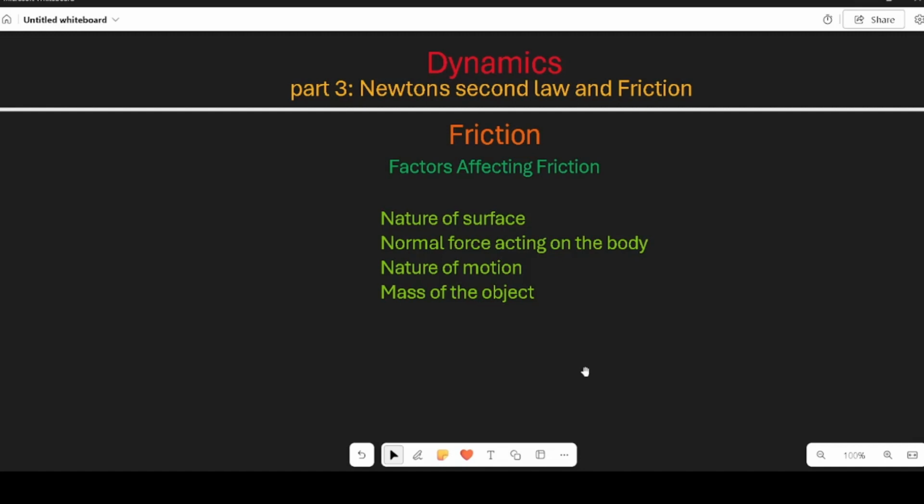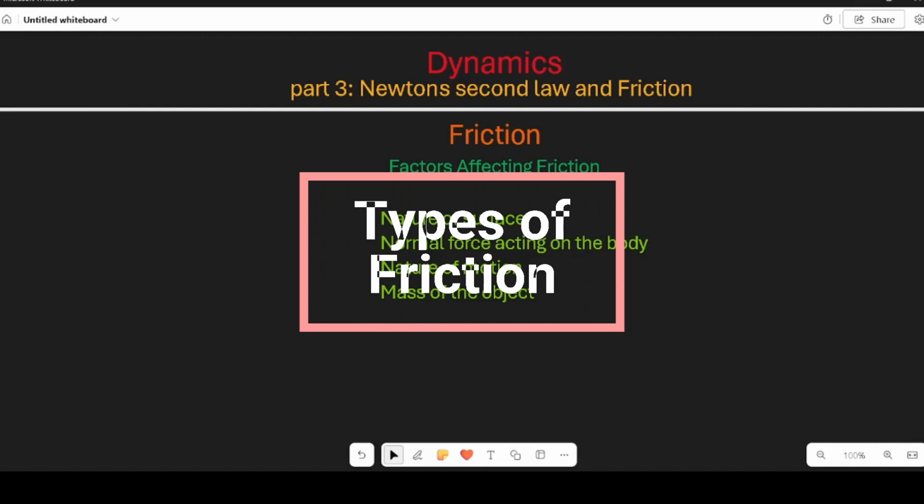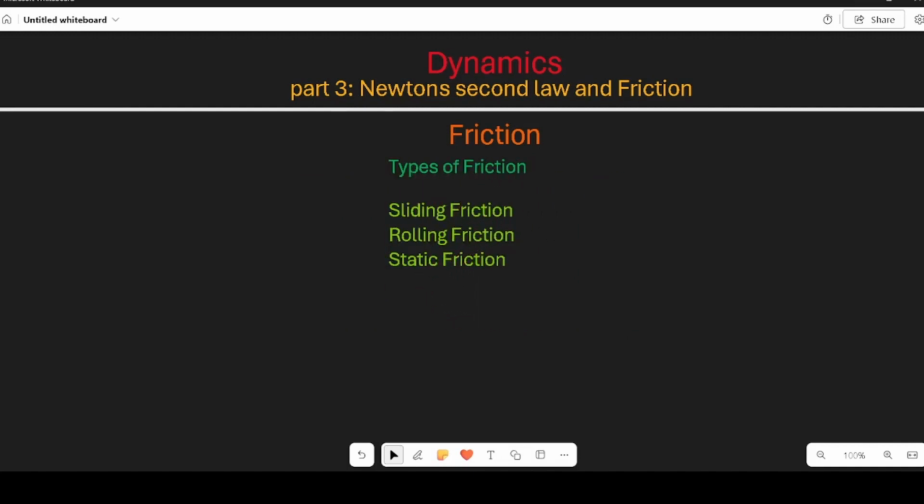Now next we'll move on to types of friction. There are three types of friction: sliding friction, rolling friction, and static friction. Sliding friction. When one body lies over another, the force which opposes relative motion between them is sliding friction. When a book slides over a table, the friction present is sliding friction. Rolling friction. When a body rolls over another, the frictional force between them is called rolling friction. For example, wheels of a moving car roll on the road, or a pencil rolling on the table.